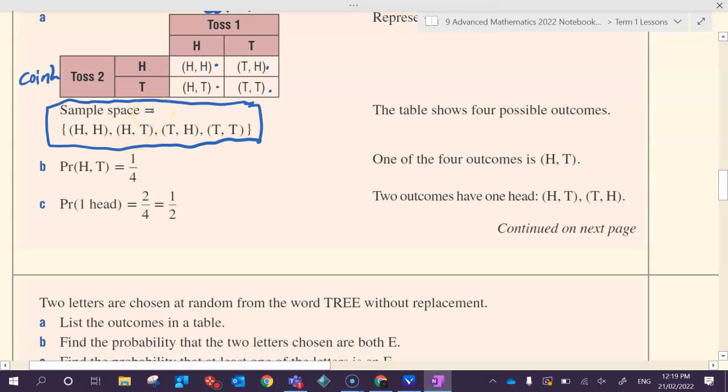on the second. The second question, they're asking almost the same thing, but they don't care which order you get it in. What's the probability I get exactly 1 head? Well, now there are 2 options, the second option and the third option, where I can obtain 1 head. So it's 2 out of 4.